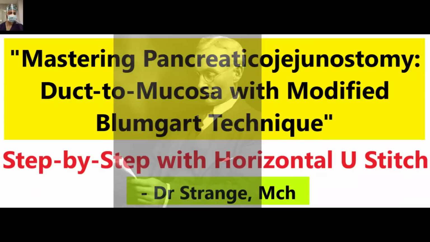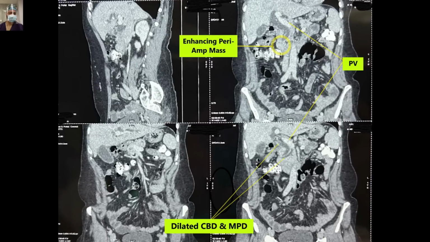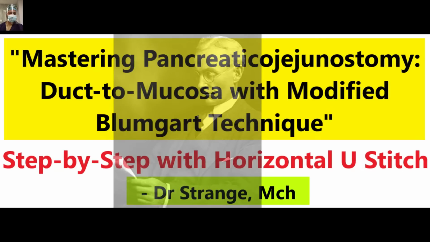In today's video, we will demonstrate the Pancreatico-Jejunostomy, that is PJ, Duct-to-mucosa with modified Blumgart technique, that is with the help of horizontal U-stitch through the pancreas.